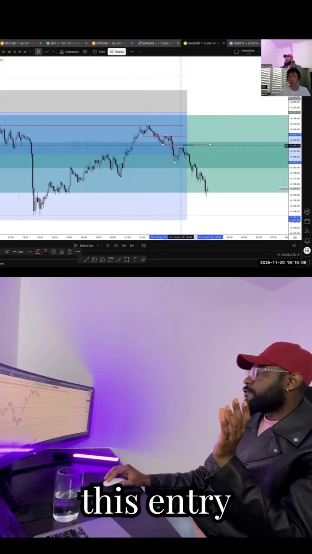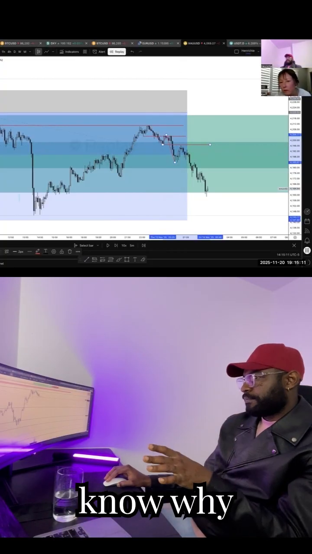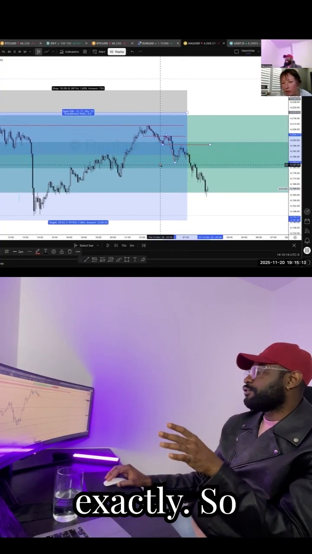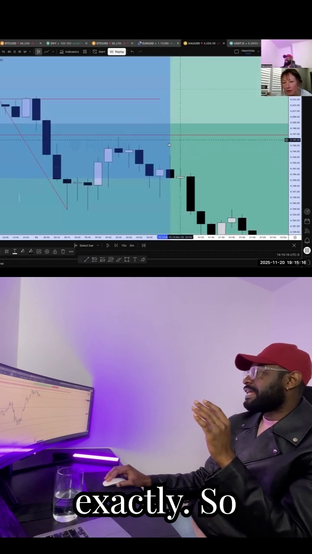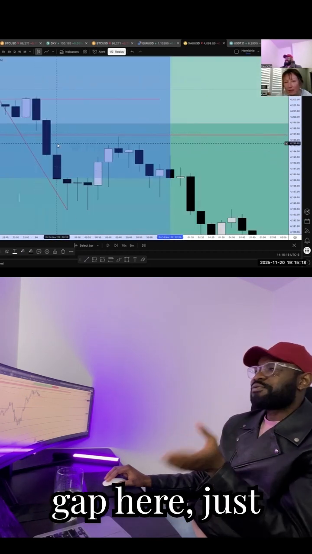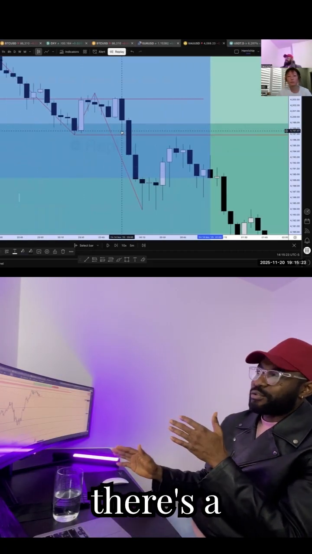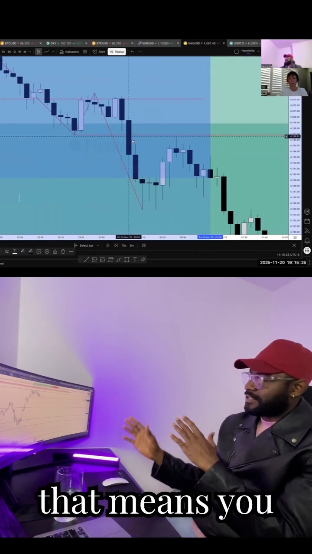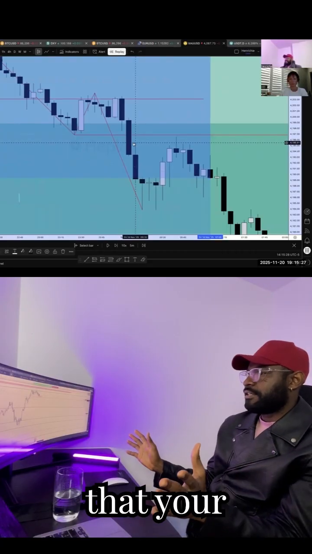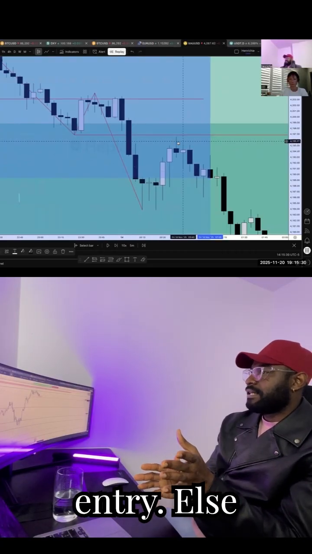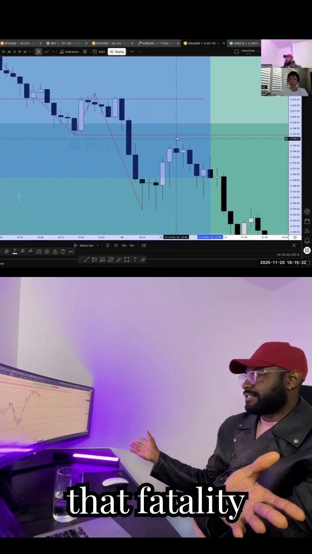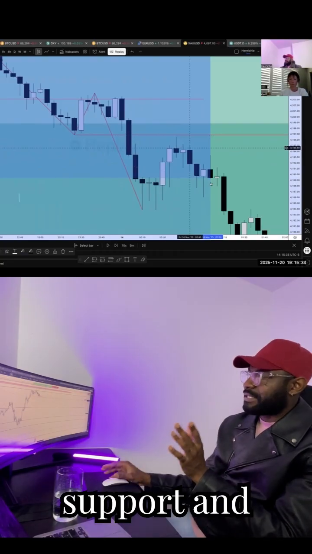Now, this entry wouldn't have activated you. Do you know why? Fair value gap. Exactly. So the fair value gap here, that's something to always pay attention to. Just be very mindful. If there's a fair value gap before your entry, then that means you need to move your entry. Else, price will use that fair value gap as resistance or support and reverse.